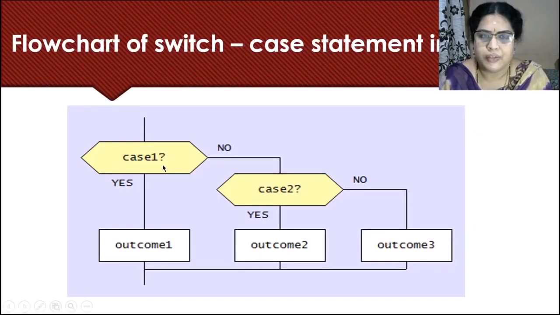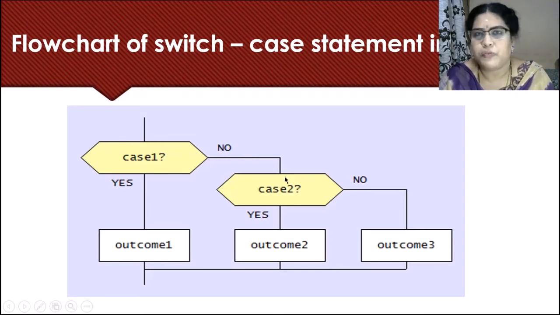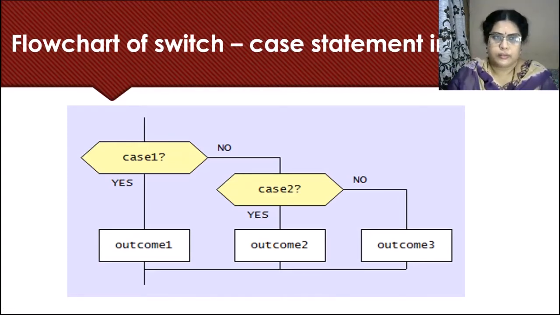Let us look at the flow chart. Here I have case 1. If it matches for equality, it will execute this outcome. If not, it will match the second case. If none of the cases match, it will just come out of the block, or if there is a default present, it will go to the default. Again, the default keyword is optional. So we looked at the flowchart of the switch case statement.